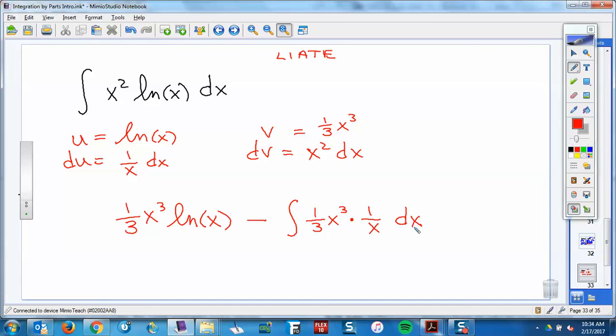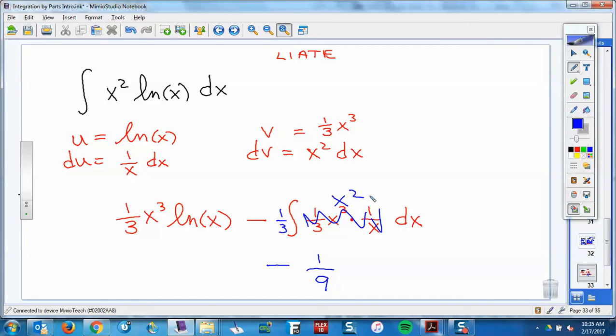Right? V du. Now, maybe you could have just simplified that in your head. That just simplifies to 1/3, which I could put out in front, and then x squared in here, right? Now I need to do the antiderivative of that. So that ends up being 1/9, because the antiderivative of x squared is going to be 1/3 x cubed.